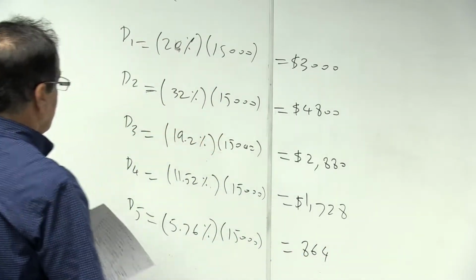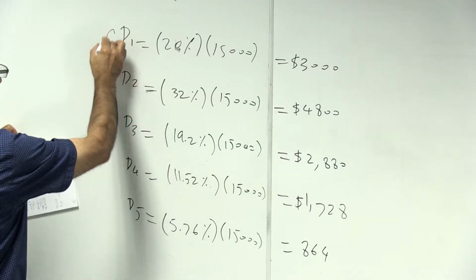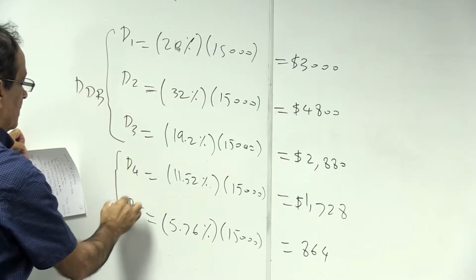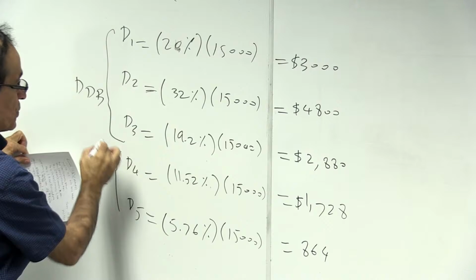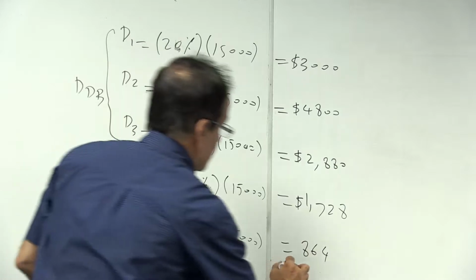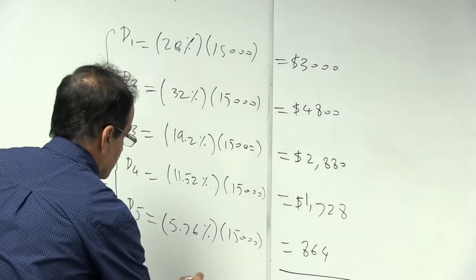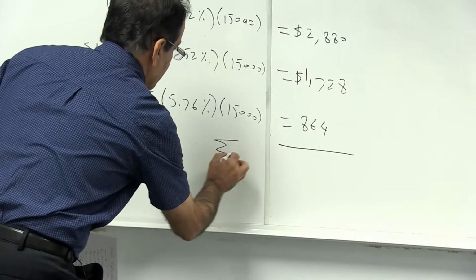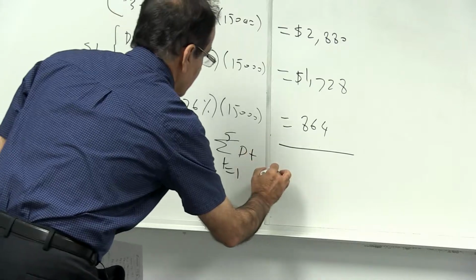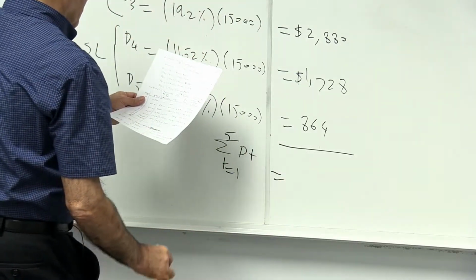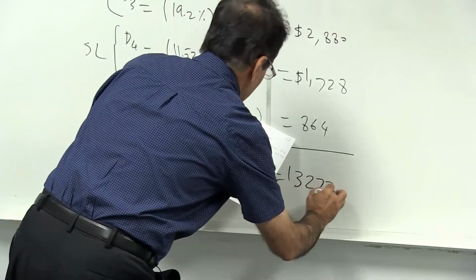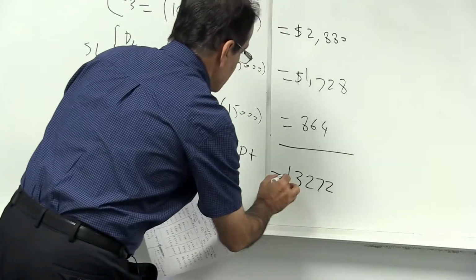Remember, from year 1 through year 3, we use DDB, double declining balance. For year 4 to 5, we use a straight line method. You're switching. That's under the modified accelerated cost recovery system. Now, if I add this summation, this is going to be the summation of Dt, t goes from 1 to 5. This summation is going to be equal to 13,272. So this is how much you're going to depreciate.